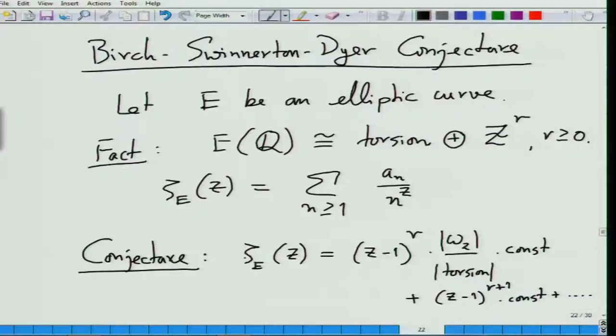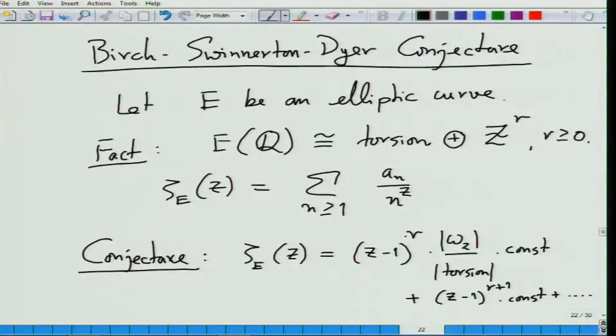So forgetting the constants, the main point here is that zeta 1 has a 0 of order r, where r is precisely the number of copies of Z in the group of rational points, which of course means that if r is 0, then zeta E 1 is non-zero. It is 0 if and only if r is greater than 0, and the order is exactly r.